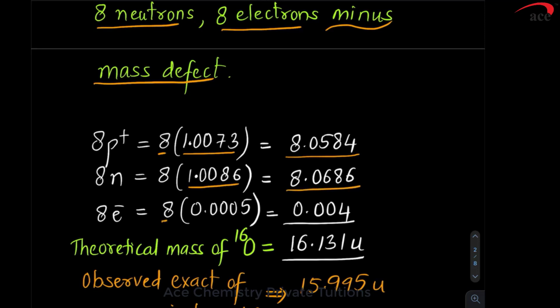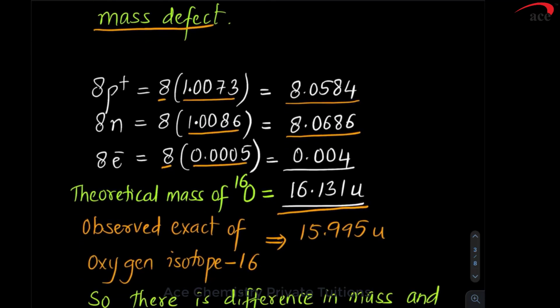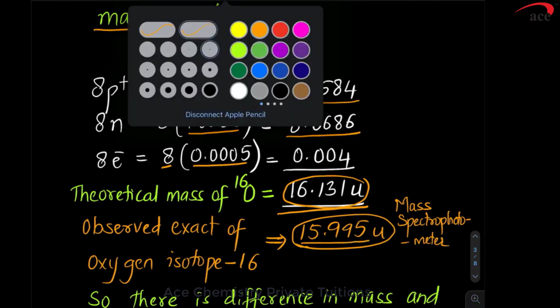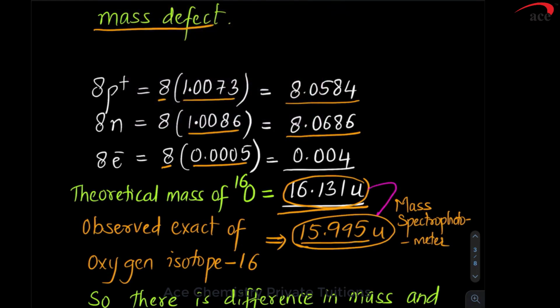Similarly, total mass of 8 neutrons is this much. Mass of 8 electrons is this much. That is a theoretical mass that we calculated from mass of proton, neutron and electron. And if you check by mass spectrophotometer, what is that? It's a machine by which you can get observed mass of an isotope. It is 15.995.